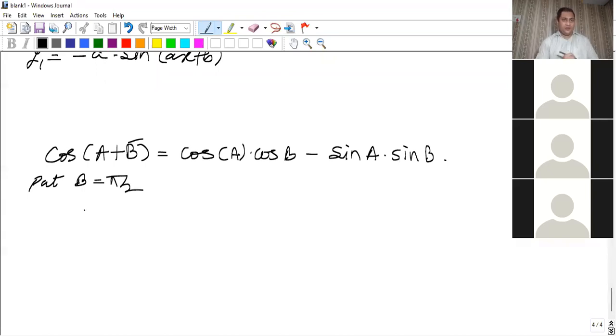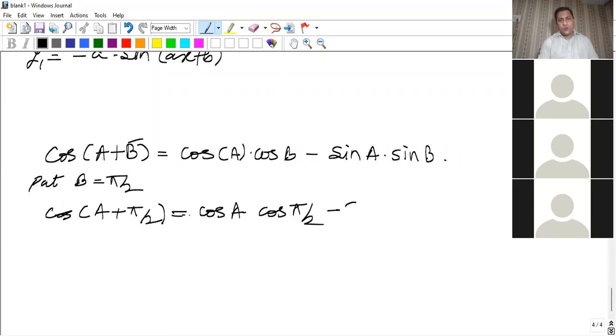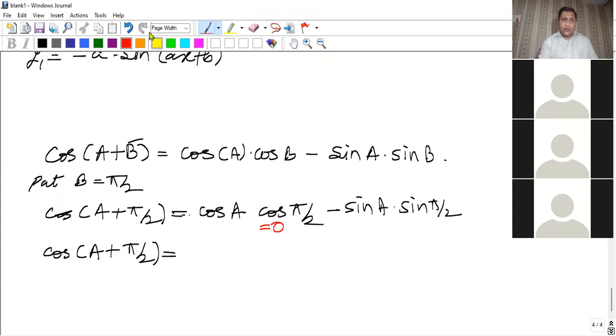Now, what I'm going to do is put B equal to pi by 2. So if I put B equal to pi by 2, what I get here is cos of A plus pi by 2. Is that okay? This is equal to cos A cos of pi by 2 minus sine A and sine of pi by 2. What is the value of cos pi by 2? Zero. Right? So this term is going to be 0.